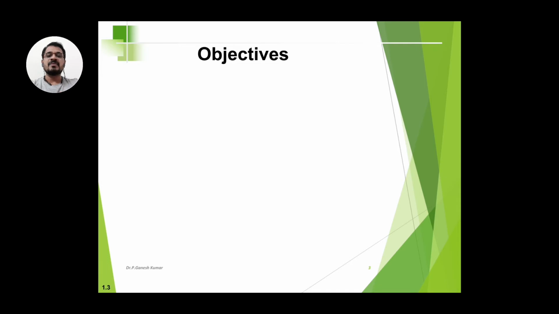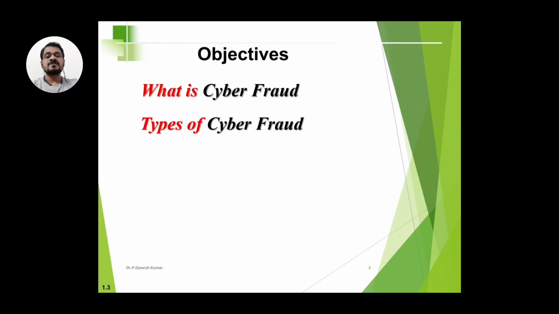In this class, the main objective is, first, we are going to see what a cyber fraud is. We all know what fraud is, so what is going to be a cyber fraud? That is the first thing we are going to see. Then, what are the different types of cyber frauds in the world? In general, we are going to see 3 major classifications of cyber frauds. And then how to protect from cyber frauds. What are all the ways and means you can protect from cyber frauds?